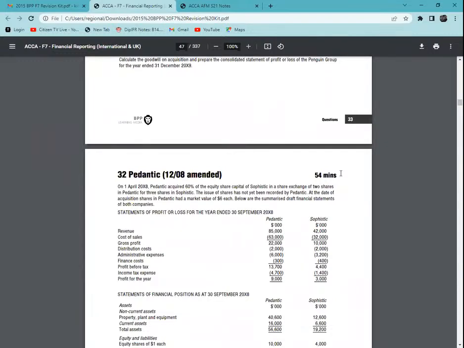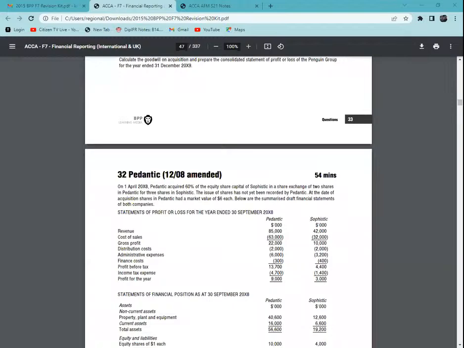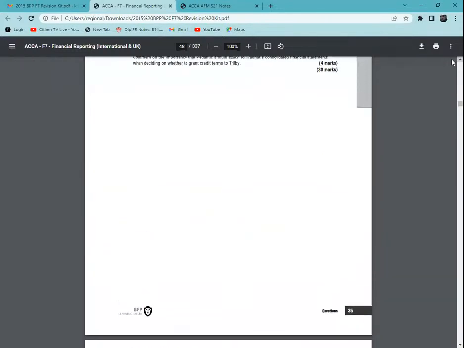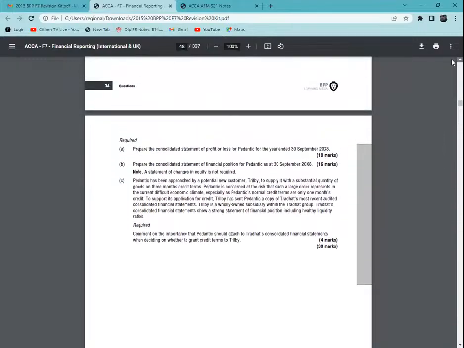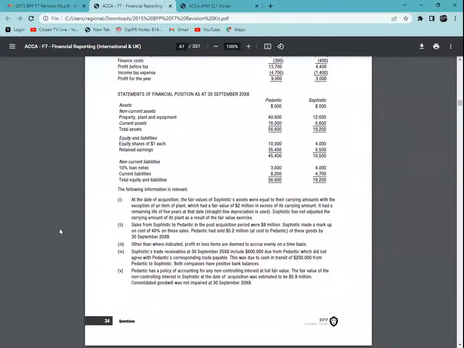Great. So I would want you to tell me the number of shares that Sophistic has. Let's start with that first. Please go to the balance sheet of Sophistic and tell us the number of shares that Sophistic has. To get the number of shares, we normally take the share capital divided by par value.